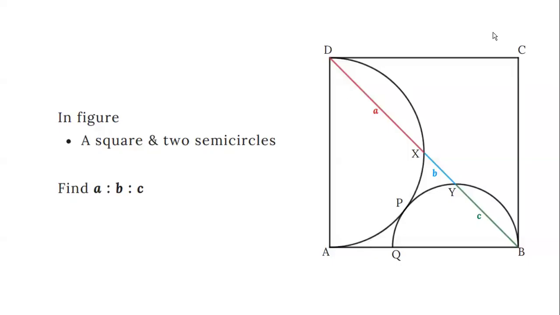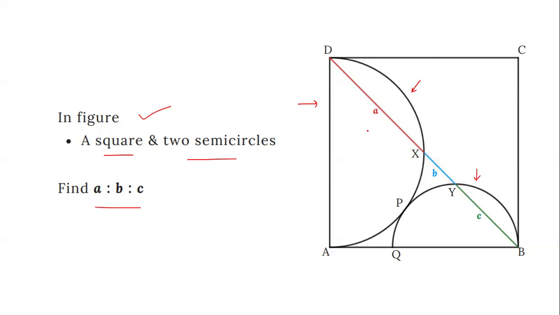Hello guys, in this video we are going to solve this problem. In this problem it is given that in the figure we have one square and two semicircles. You can see that this is our square, this is one semicircle and this is another semicircle. We have to find the ratio of A to B to C.